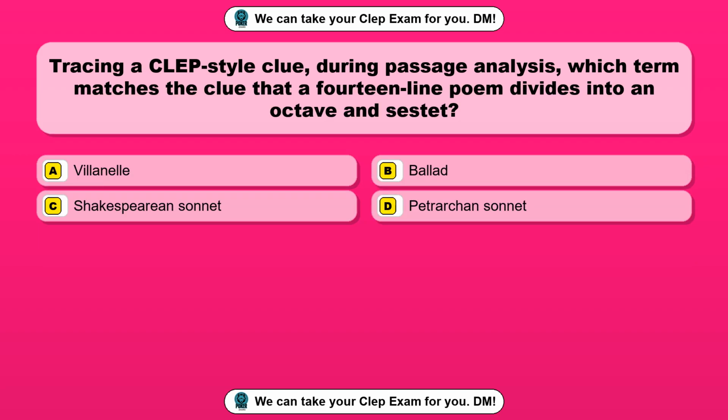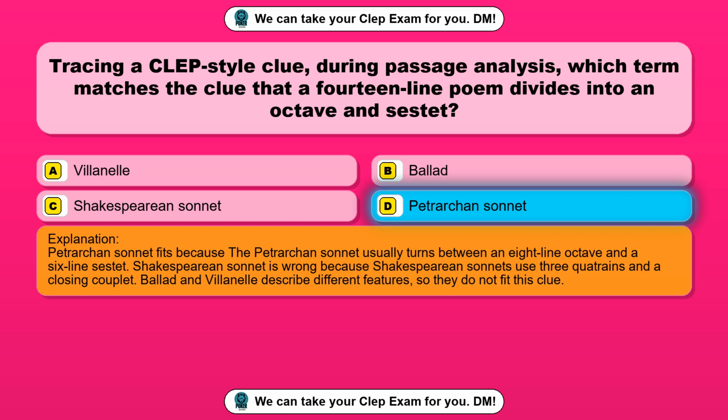Question 71. Tracing a CLEP-style clue, during passage analysis, which term matches the clue that a 14-line poem divides into an octave and sestet? Option A, villanelle. Option B, ballad. Option C, Shakespearean sonnet. Option D, Petrarchan sonnet. The correct answer is option D, Petrarchan sonnet.